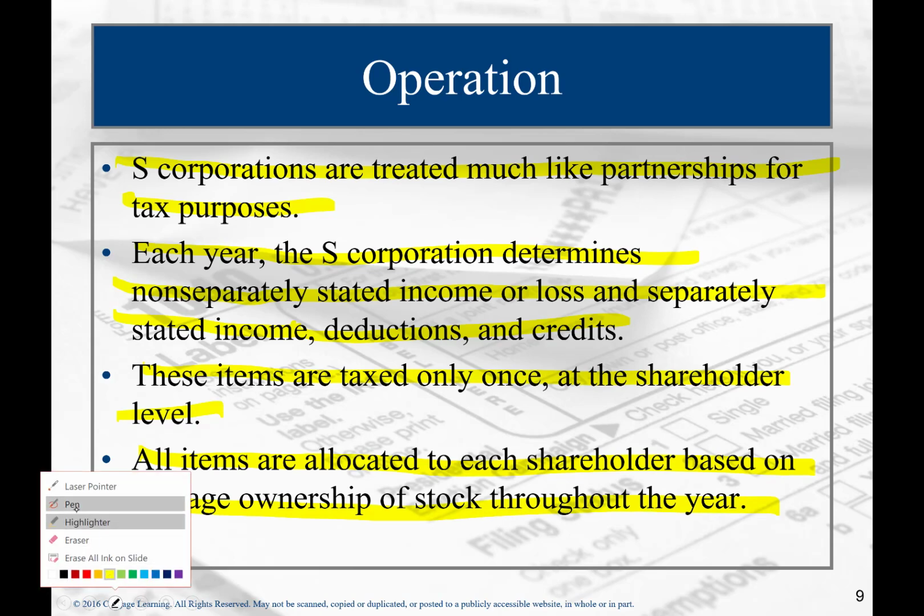So all items are allocated to each shareholder based on, and this part's a little bit different, because when we looked at partnerships as to who gets what, remember there were those percentages of the partnership that's owned, and there were discussions as to how things get distributed in the partnership agreement. Well, I put stars on this because this is a little different. For S corporations, we look at the average number of days that they held certain percentages, and that is how we determine what gets allocated. And you'll see when you look at that, it's actually pretty easy.